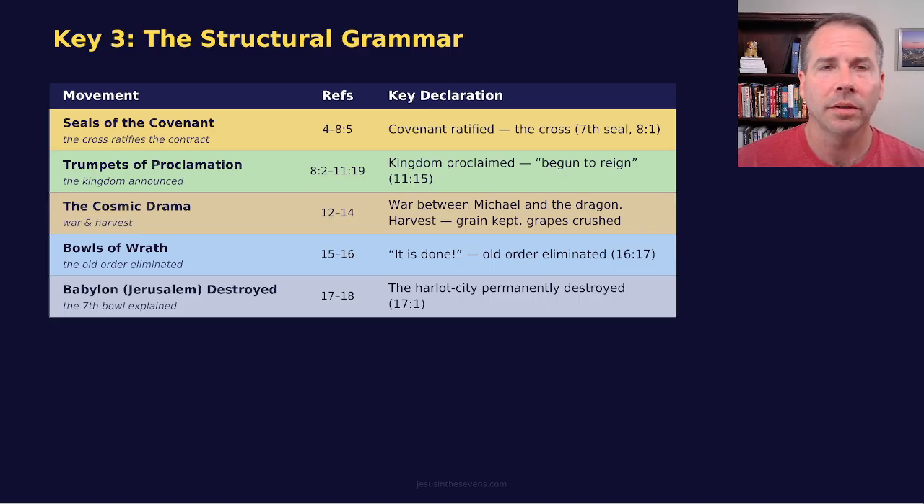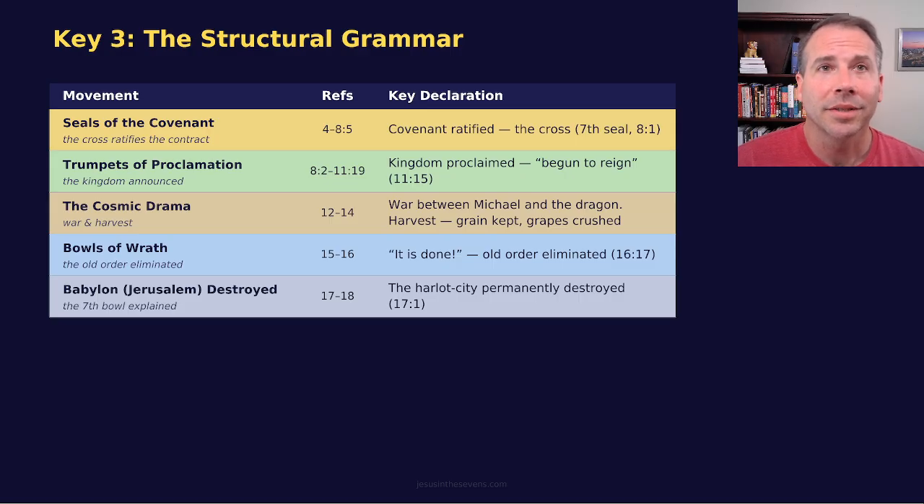Next line is Babylon, which is Jerusalem. We'll get to that in a minute. But Babylon gets destroyed. It looks gray here, I think, on my screen, but it's supposed to be kind of bluish because it's related to the bowls of wrath. It's not really totally separate.